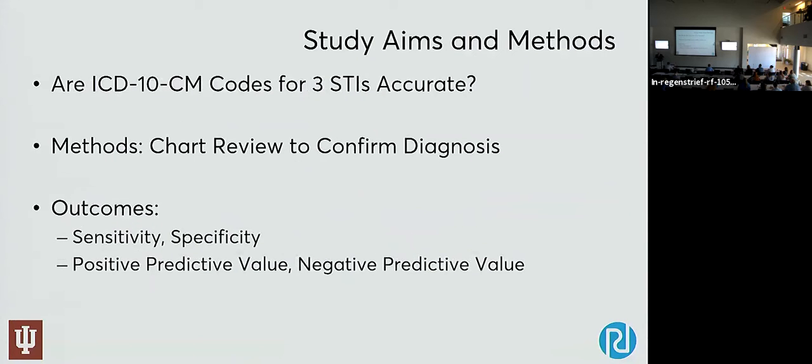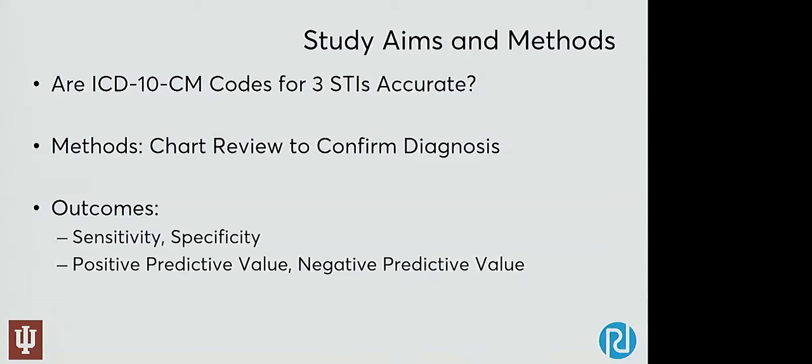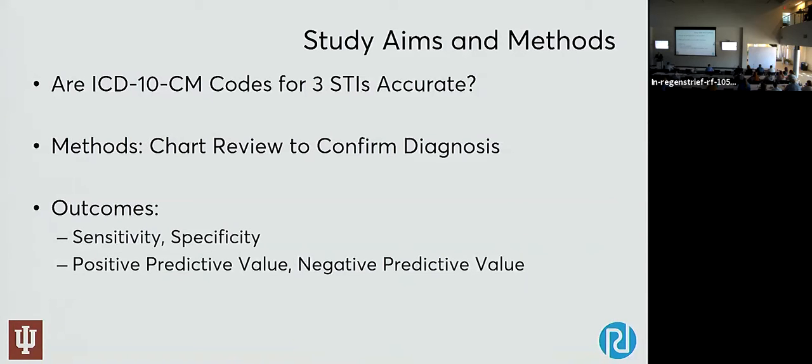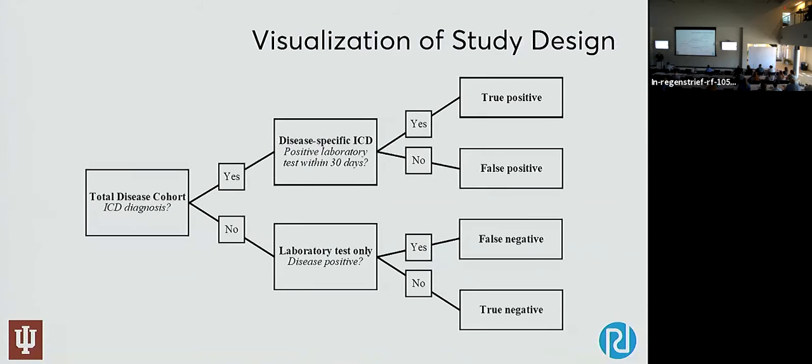So our question was, are the ICD-10 codes accurate for the three STIs? And then we confirmed diagnosis using chart reviews, with our outcomes being primarily sensitivity, specificity, PPV, and NPV. This is a visualization of our design. We started at the left with the total disease cohort with all these people mixed in based on any way that they got a diagnosis of STI. And then we said, did you get an ICD code? Yes or no? And we split those into two groups. And then for the ICD code, was it really truly positive? Yes or no? And then for laboratory testing only, is it really a true case? Yes or no?